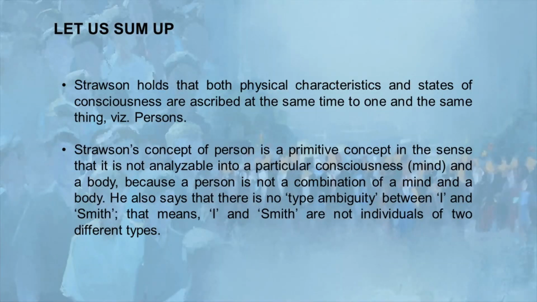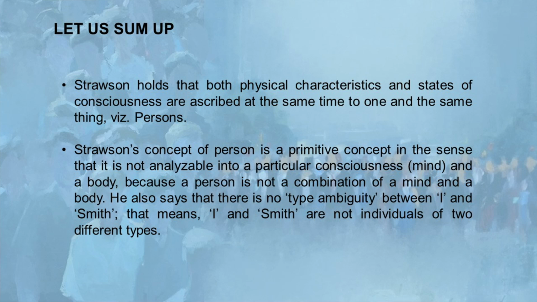Now, this is in brief the concept of person given by Strawson and also the criticisms or limitations offered by Bernard Williams. Now, let us see what we have discussed in this chapter. Number one, Strawson holds that both physical characteristics and states of consciousness are ascribed at the same time to one and the same thing, that is, person. Secondly, Strawson's concept of person is a primitive concept in the sense that it is not analyzable into a particular consciousness, that is mind, and a body, because a person is not a combination of a mind and body.